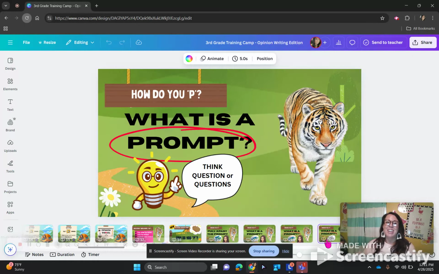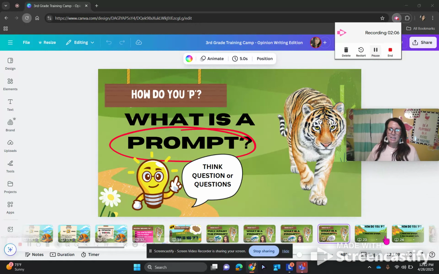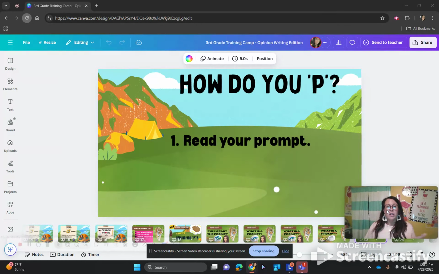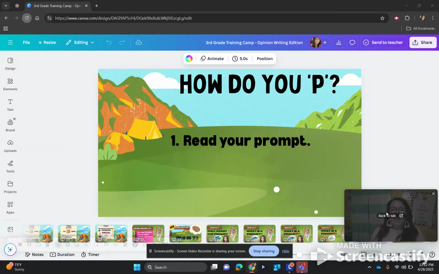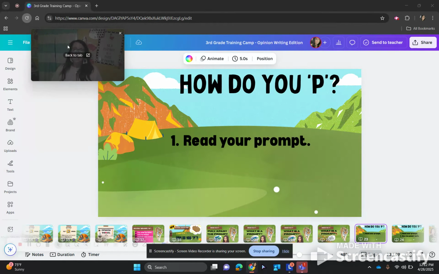That way I understand that I'm only writing about the thing that I need to write about and not waste my time writing about something else, okay? So let's go to that next slide. So how do you pee? Well, first, you got to read your prompt. You got to read it. Because if you don't read it, you don't even know what to pull apart, or to break down or to figure out what is what. So that's the first thing we need to do, is to read it.